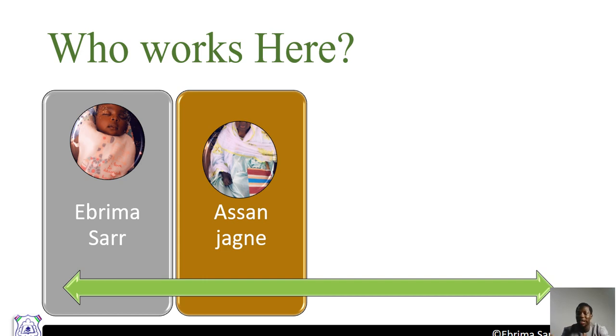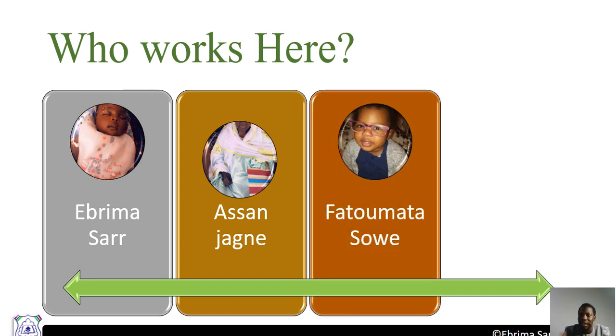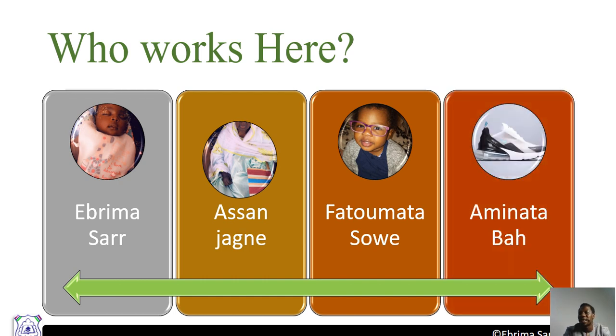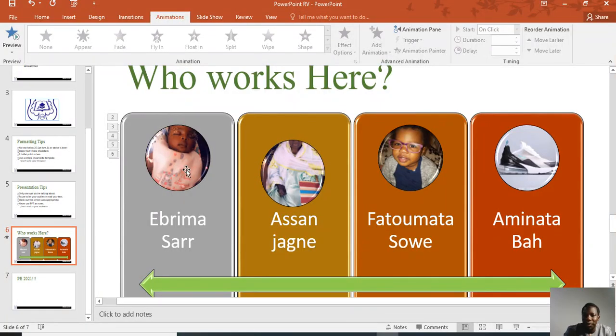Only show what you're talking about. You're talking about this pattern Azan, only show Azan. Once you're done talking about Azan, you click the enter key and it brings the next pattern, which is Fatimata. Once you're done with Fatimata, you press the enter key, it gives you Aminata. Once you're done with Aminata, that's the last one, and it will ask you to end your slide.